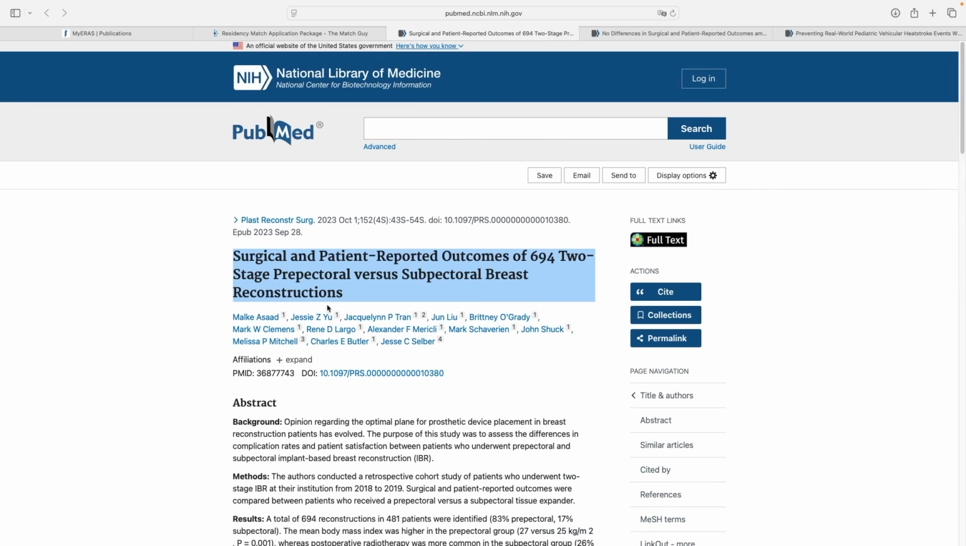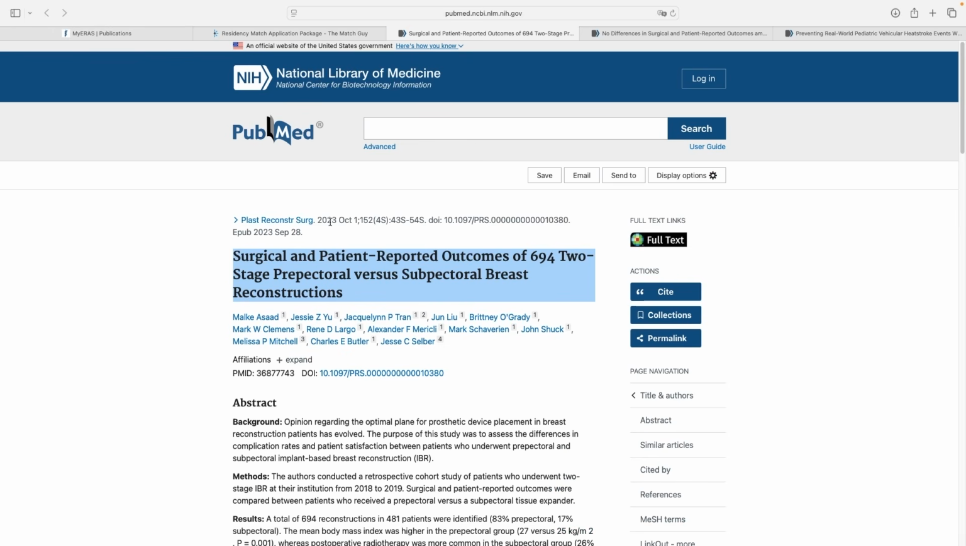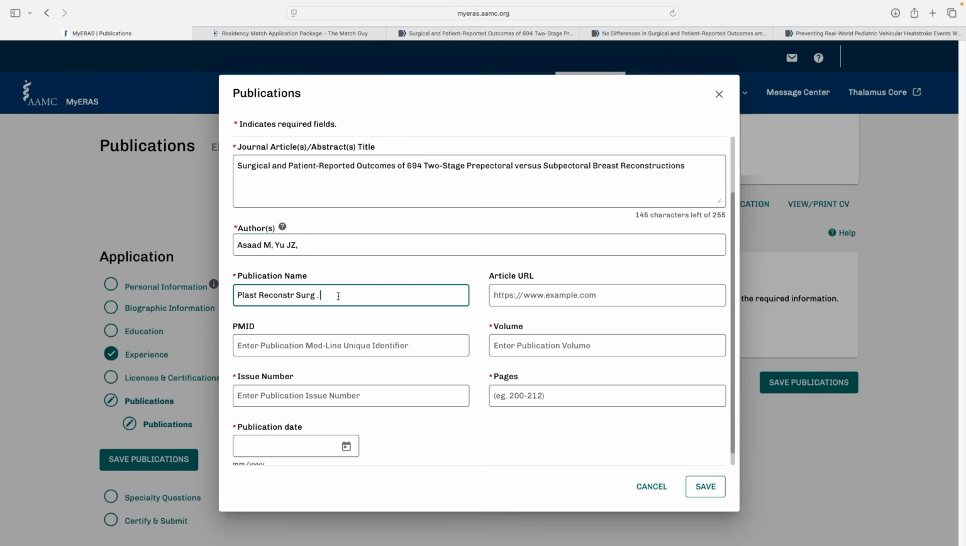The second name we have on the paper here, Jesse Z U, has a middle name, so it's gonna be like that, U J Z, and then we can put the list of the other authors. Publication name means the name of the journal you published in, and for my case it's this one here, Plastic Reconstructive Surgery. You can use the PubMed style, or you can use the full name of the journal. So I'm gonna put this one here, but if you wanna put the full name, it's called Plastic Reconstructive Surgery.